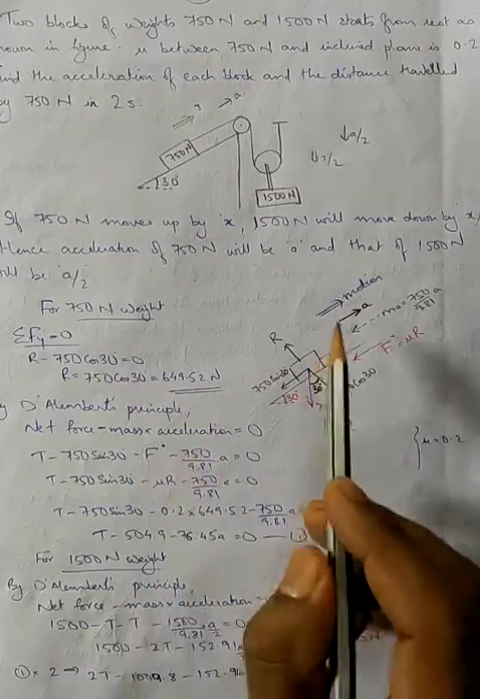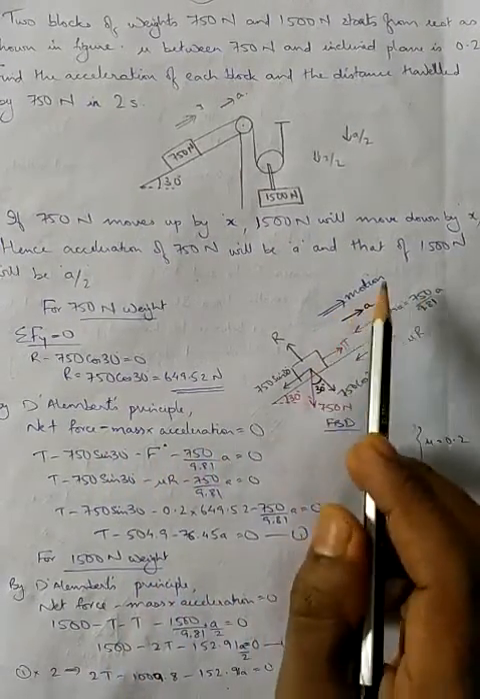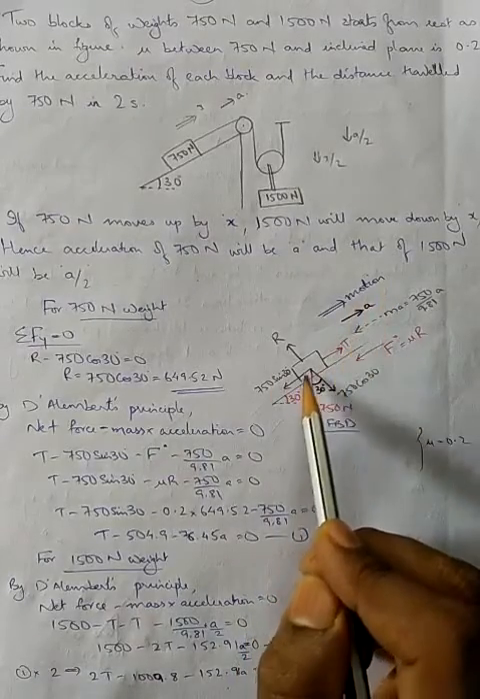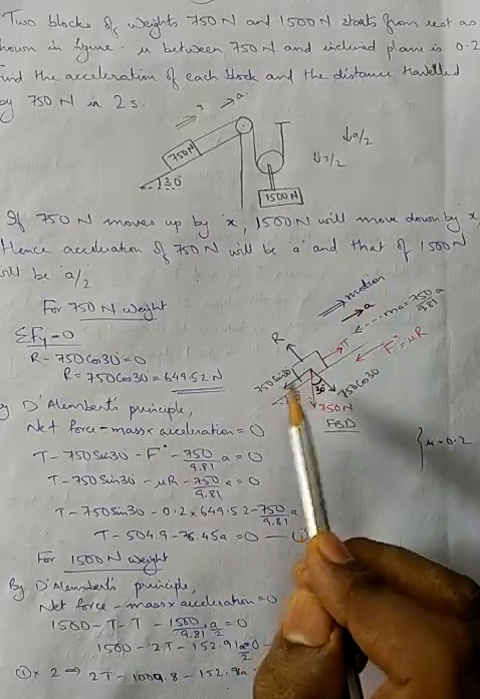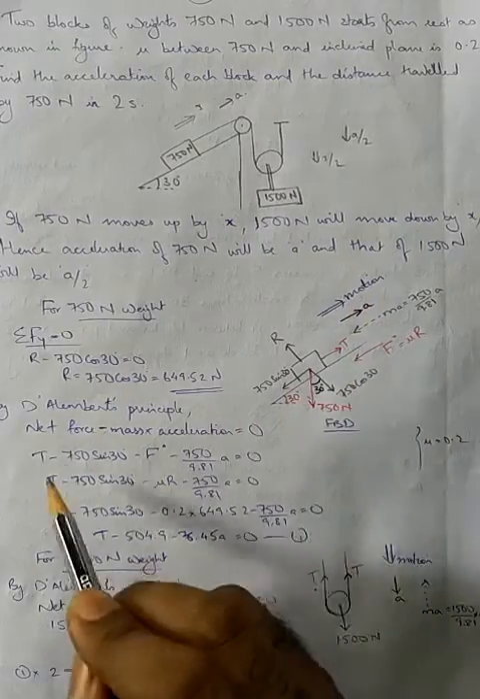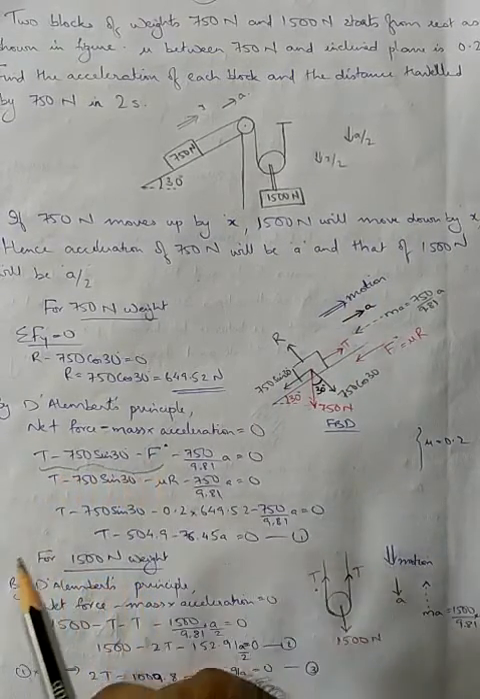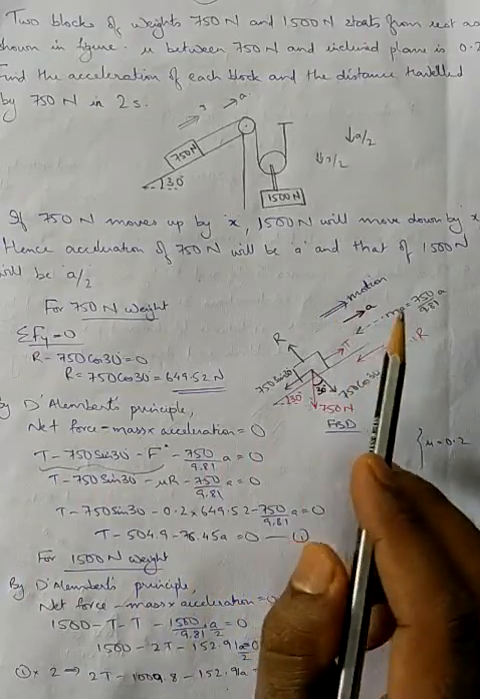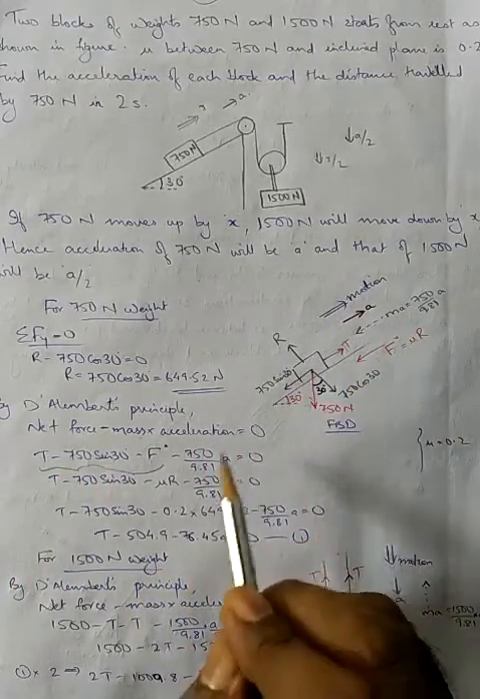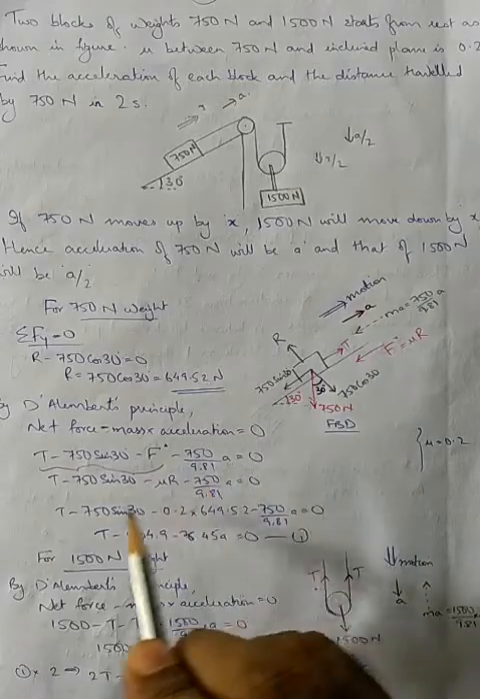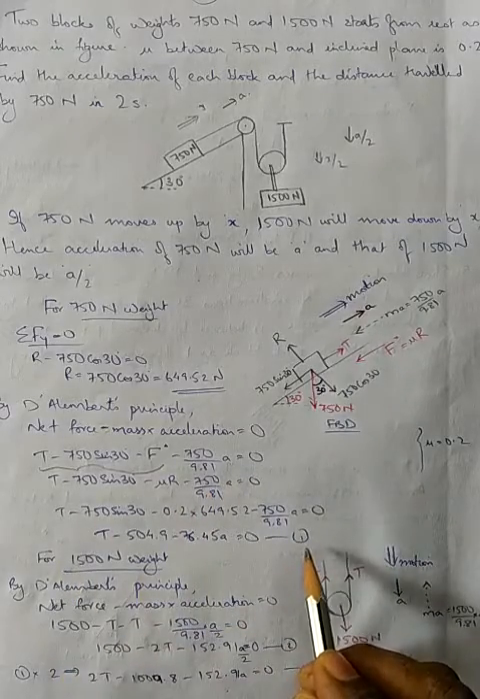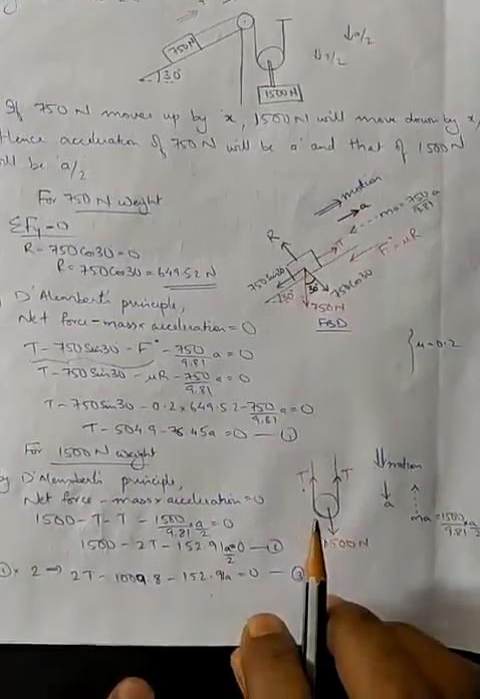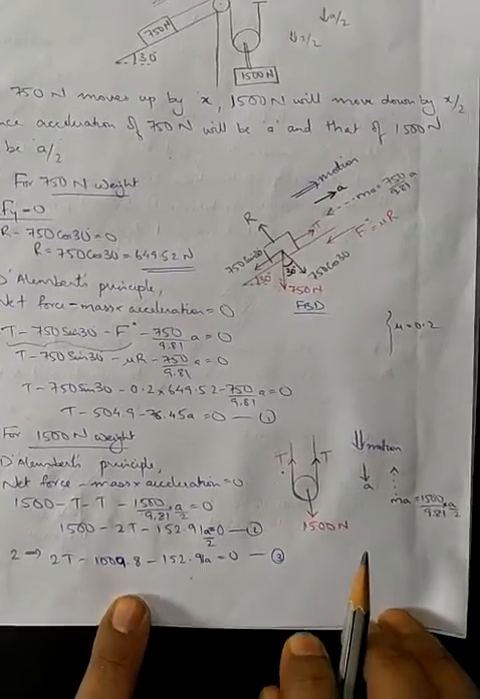What is the net force in the direction of motion? Motion is upward, so it is T minus 750 sin 30 minus F star, then minus ma. The weight is given as 750, so mass is 750 divided by 9.81 into a. Simplifying, you will be getting this equation. Similarly, for 1500 Newton, it is like this.